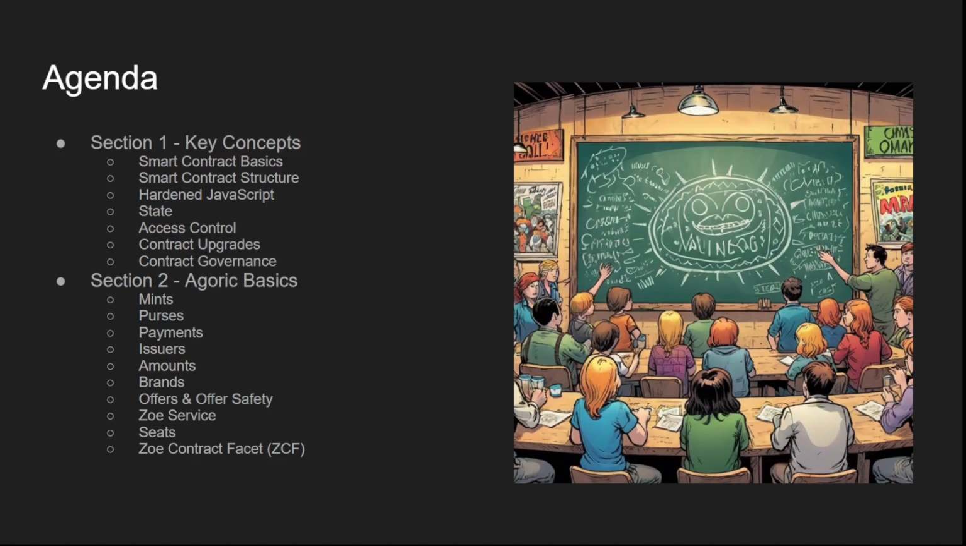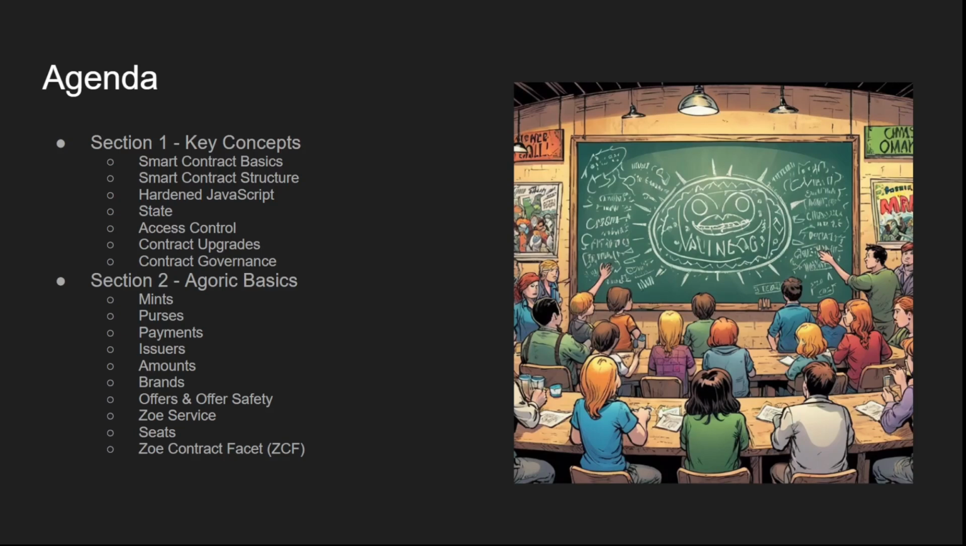In the second section of this first module, we'll focus on some basic concepts that you should be familiar with when coming up to speed on Agoric. This will include an in-depth look at various foundational concepts like mints, purses, payments, and issuers. We'll also cover key terms such as amounts and brands. Further, we'll discuss the concepts of offers and offer safety.